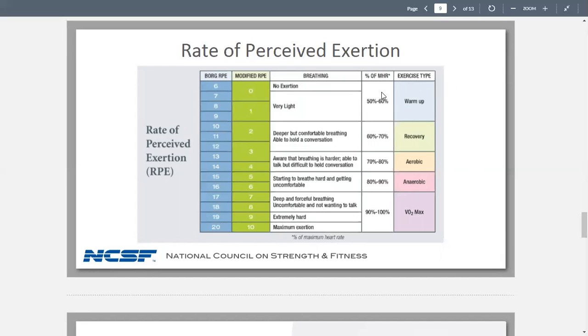So for maximal heart rate, you're at 50 to 60% very light, 60 to 70% deeper but comfortable, 70 to 80% difficult to talk, 80 to 90% getting uncomfortable and starting to breathe hard, and then 90 to 100% is deep and forceful breathing. So that would be your VO2 max.